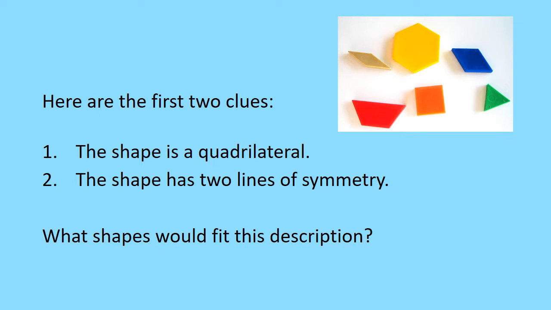So here are the first two clues. Number 1, the shape is a quadrilateral, and number 2, the shape has two lines of symmetry. Pause the video and have a think what shapes would fit this description.